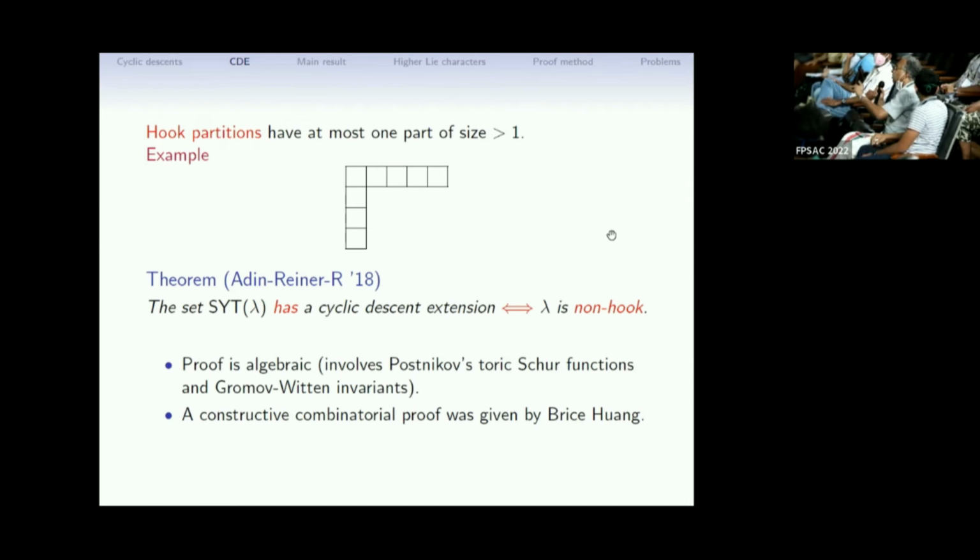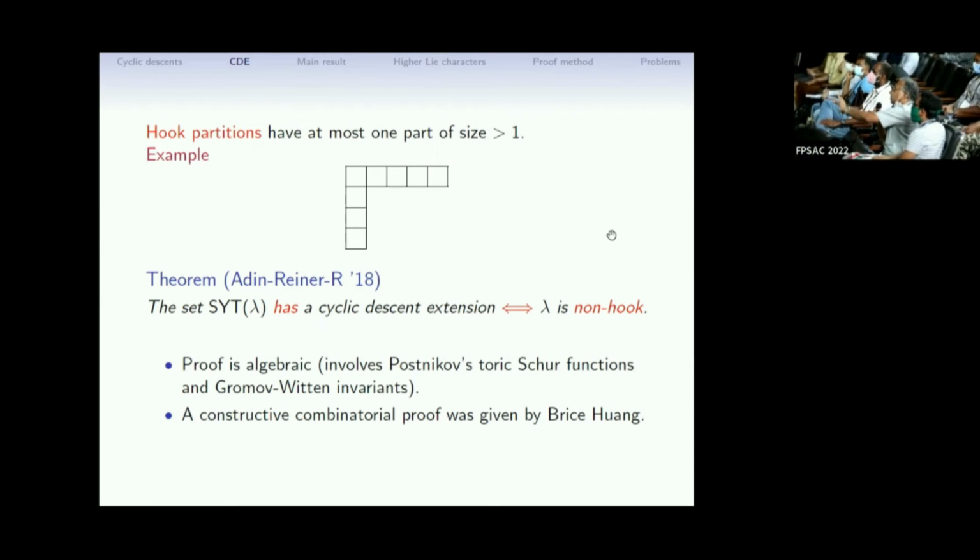Okay. One more question. So that need not be unique, right? It's not unique for certain shapes. There is a paper on when this is unique for shapes which are close to hooks. For hooks, there is no uniqueness. For shapes which are very close to hooks, nearly hooks, it's unique. Okay.